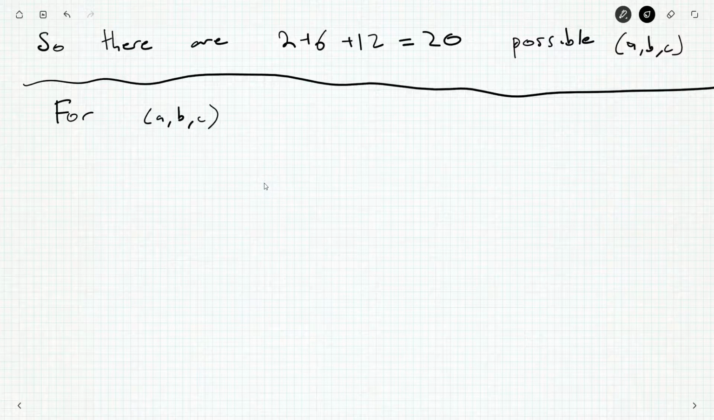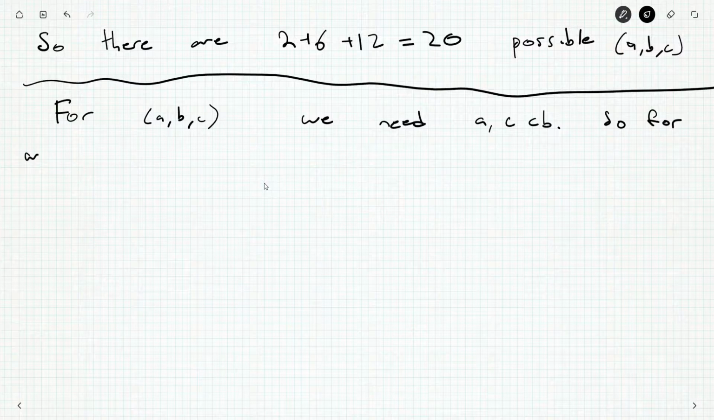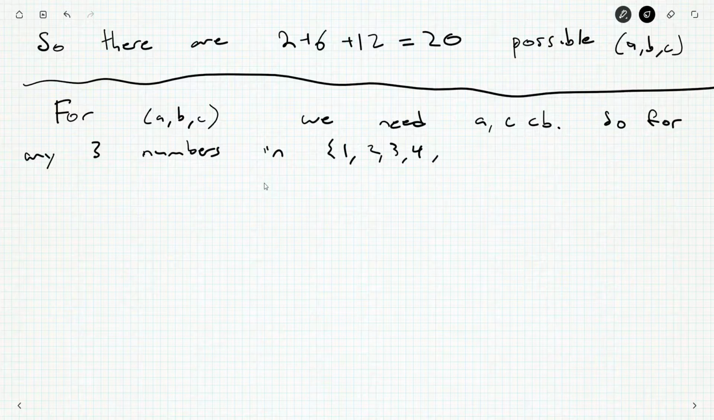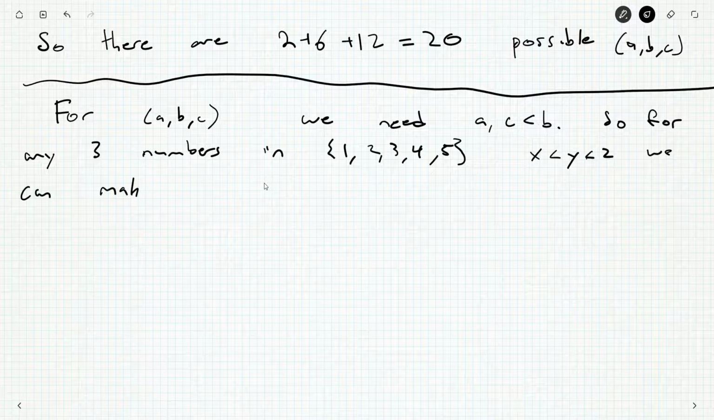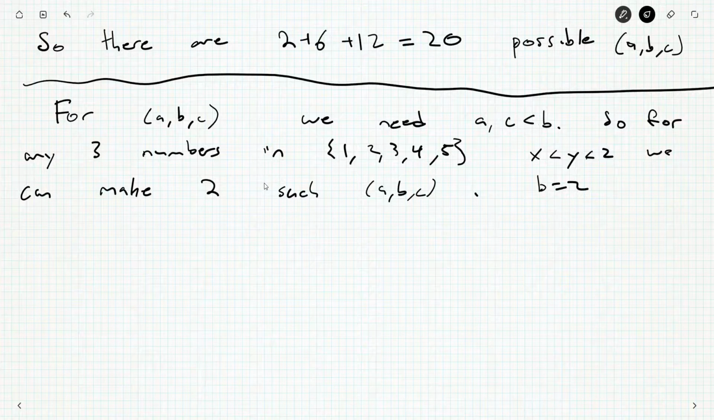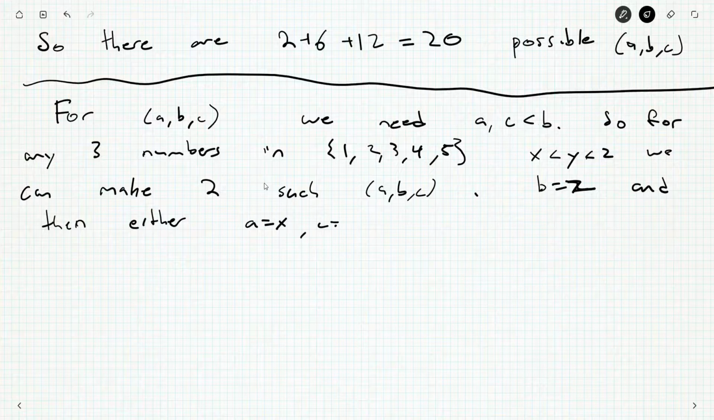another way to do it is, for A, B, and C, we need A and C less than B. So for any 3 numbers in 1, 2, 3, 4, 5, so for any 3 numbers, maybe call them X, Y, and Z, we know that the biggest one, Z, has to be B. So we can make 2 such A, B's, and C's. B must be Z. And then either A is X, C is Y, or A is Y, C is X.